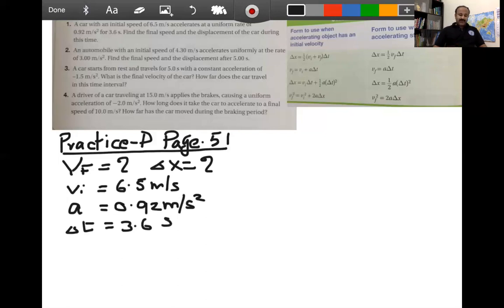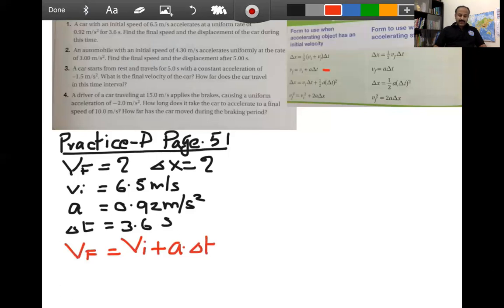Find the final speed, so you are looking for VF. VI is given, A is given, delta t is given. Now look at the equation on the right side. Which equation can you use? See the second equation here: VF is equal to VI plus A delta T. That equation you can use. So the equation I'm going to use here is VF is equal to VI plus A delta T.